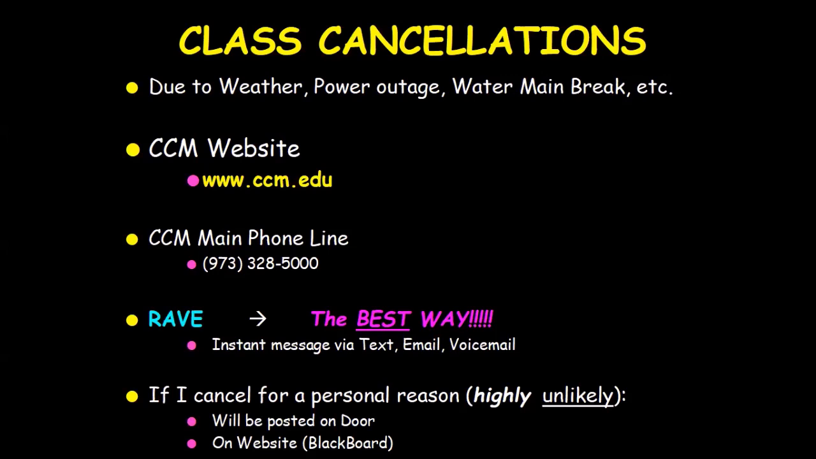Class cancellations, it's really not much for me. It's online, but if you're a first-time CCM student taking some live classes, my suggestion is to sign yourself up for Rave. When you go to your account on CCM, you hook yourself in here and put in your phone number or email address. Whenever there's a cancellation for the school, like a snow day or whatever, everyone that's hooked up to Rave will get that message at one time.